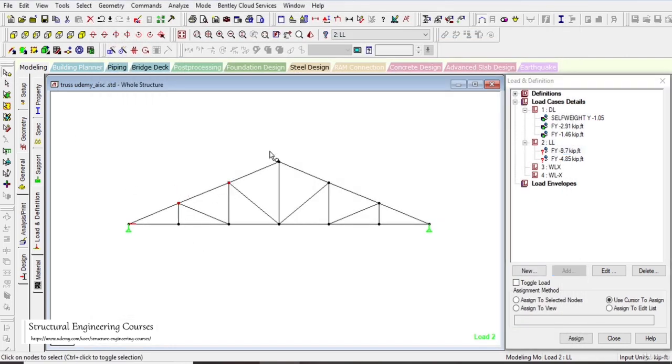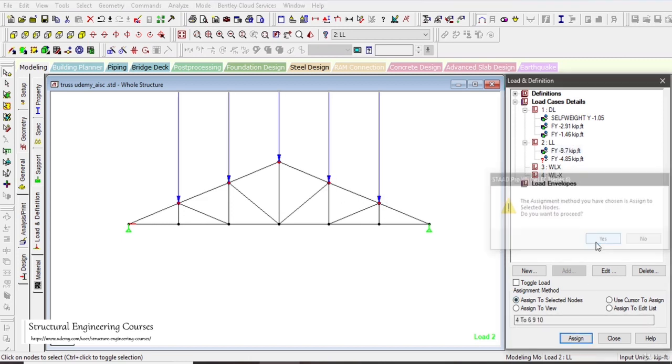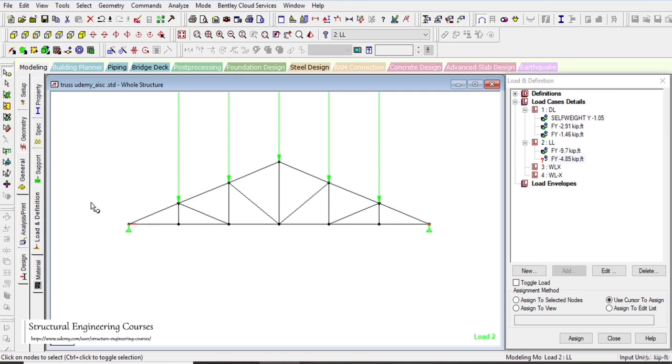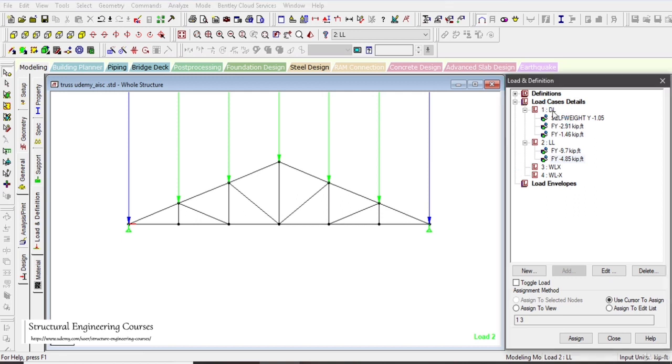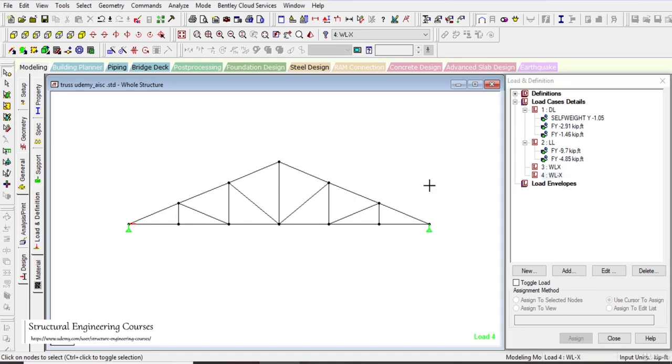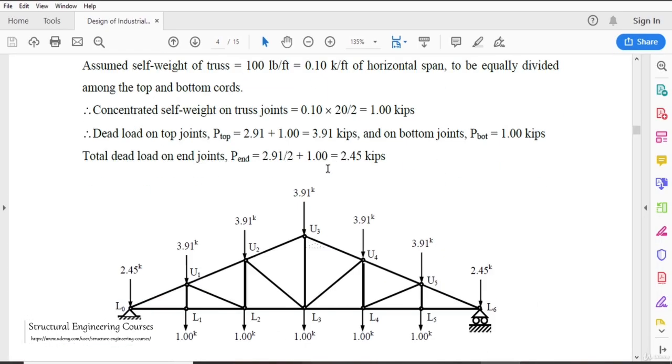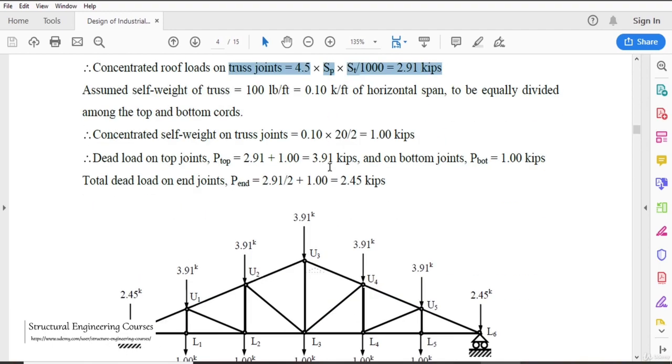So we can select all of these nodes here, and we can select this node here. So now the dead loads and live loads are covered. After that, the major thing that we do need to consider is the wind load option here. So wind load we can also check as per the calculations.